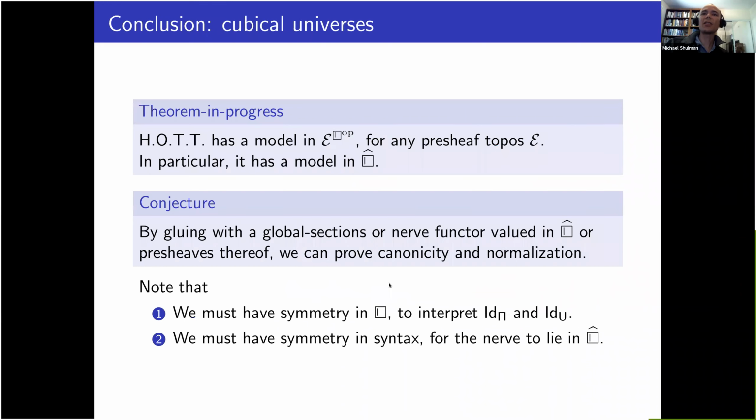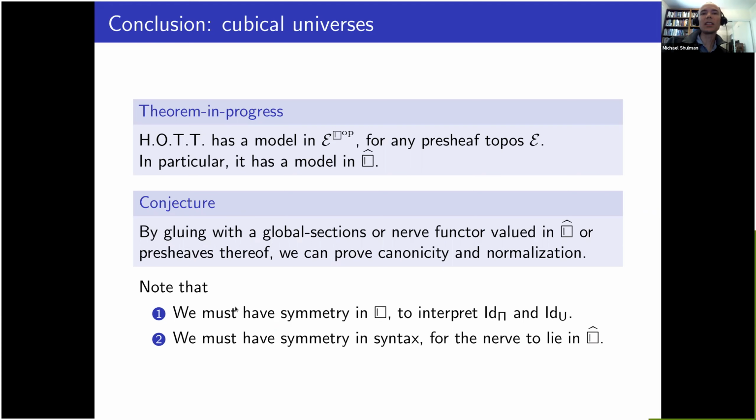So we put all this together, and there are some pieces here that we haven't completely finished working out, but basically, in progress, we should be able to prove that we get a model of this theory, HoTT, in cubical objects in any presheaf topos, and in particular in cubical sets. And so we hope that by doing some sort of gluing argument with this, we should be able to prove canonicity and normalization using these cubical sets.